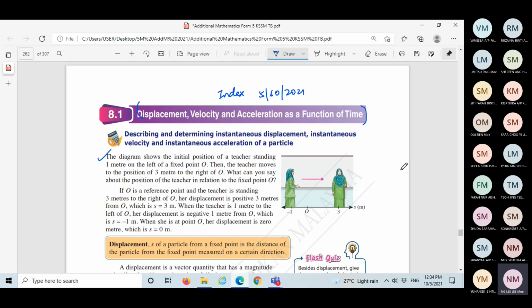Okay, so this is the last chapter: kinematics of linear motion. The old syllabus, the KSSM syllabus, called it motion along a straight line. Then in your KSSM they changed the title to kinematics of linear motion. So today we will start with this, 8.1.